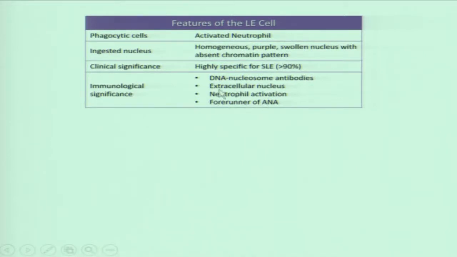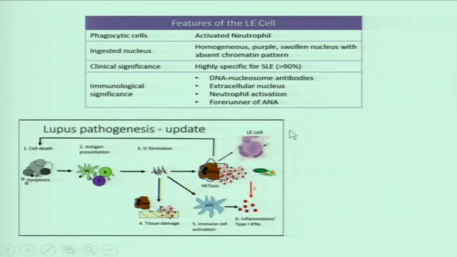It's telling us, for one thing, that nuclear material in some way is extruded in SLE and is available as an antigen; that SLE patients have these anti-DNA or nucleosome antibodies that can recognize the nucleus; that there is neutrophil activation that is prominent in SLE; and that this was a forerunner of anti-DNA, highly specific for SLE, although not sensitive, and therefore very meaningful altogether. And so, if you follow this, it essentially summarizes what we know about lupus pathogenesis these days.